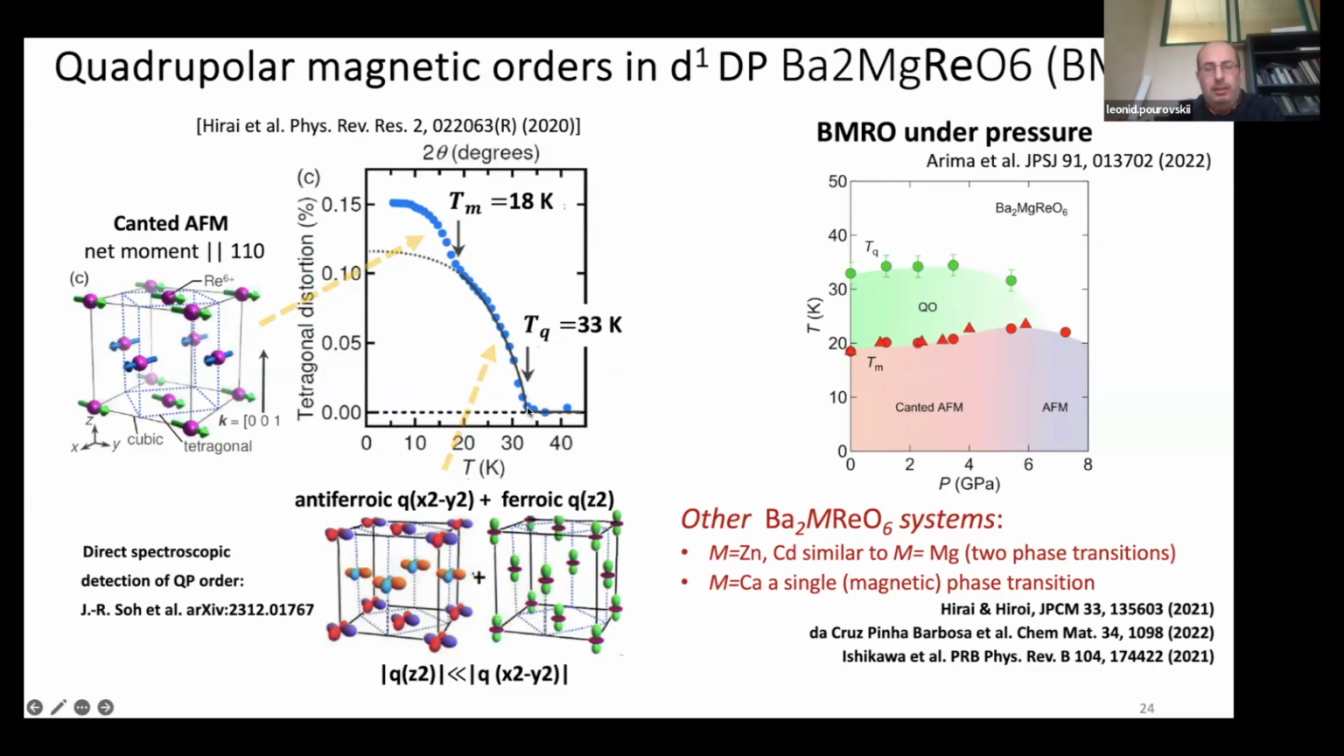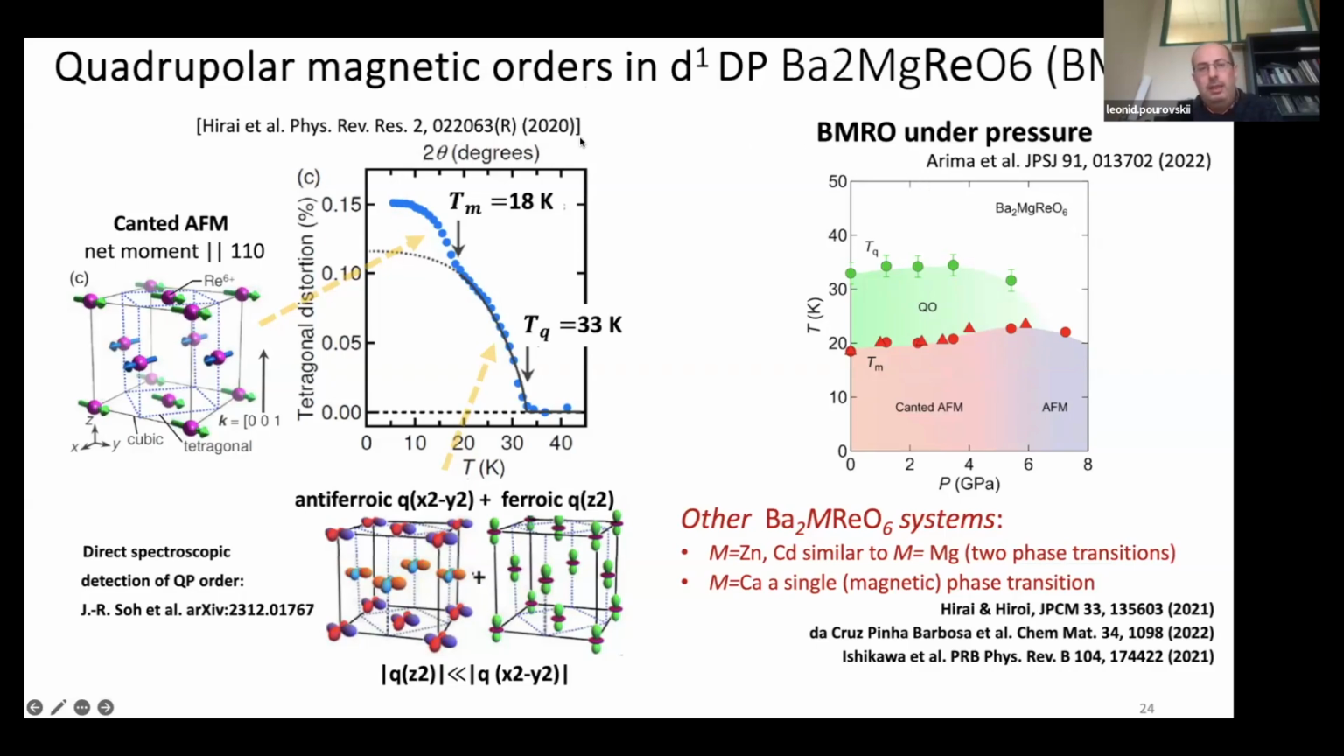One at higher temperature doesn't correspond to any magnetic order, but some tiny lattice distortions were observed, and they were assigned to this kind of antiferro quadrupolar order of x square minus y square quadrupoles. And there is another component which is much weaker, which is ferro quadrupolar z square. So this is a combined order, which one finds between 33 and 18 kelvin. And below 18 kelvin, the system orders into this kind of canted antiferro structure, in accordance with this paper, anyhow.